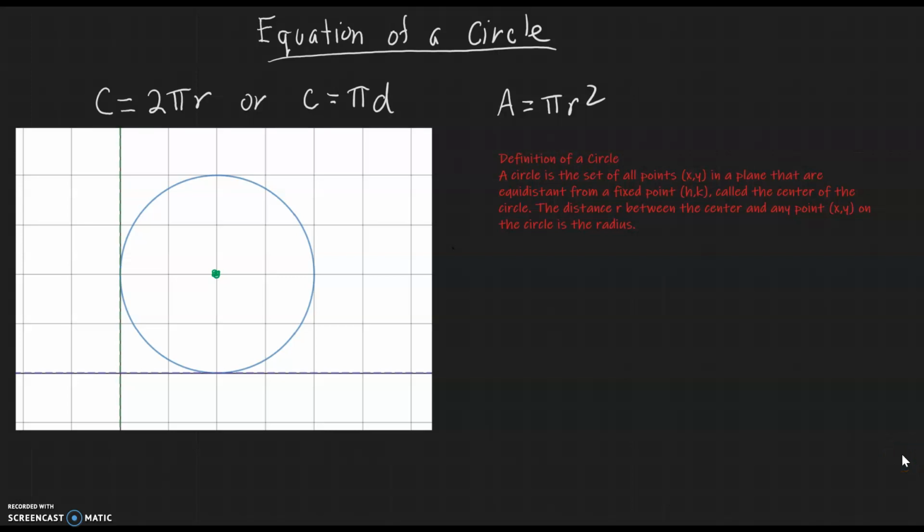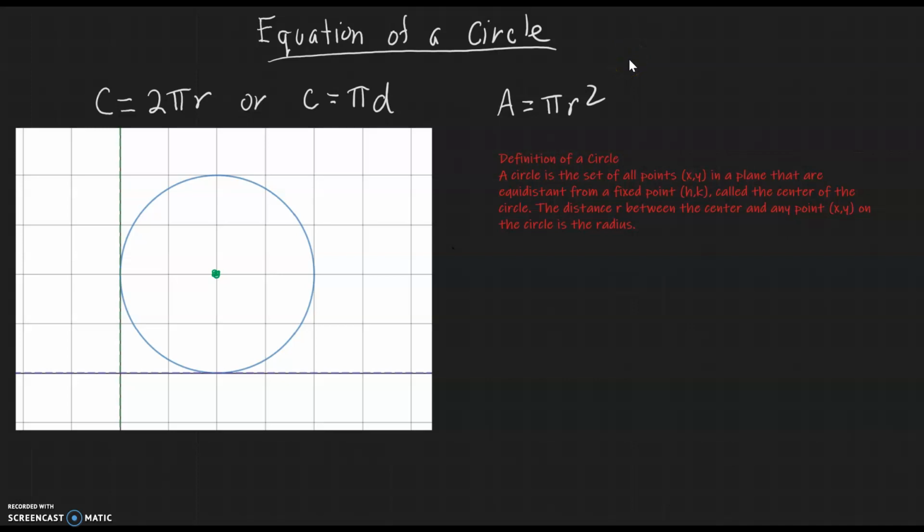Today we're going to talk about circles, and specifically the equation of a circle. Just as a quick review, recall that the circumference of a circle is equal to 2 times pi times the radius, or the circumference equals pi times diameter. In addition, we have the area. Area is equal to pi times the radius squared. But that's not our focus for today.